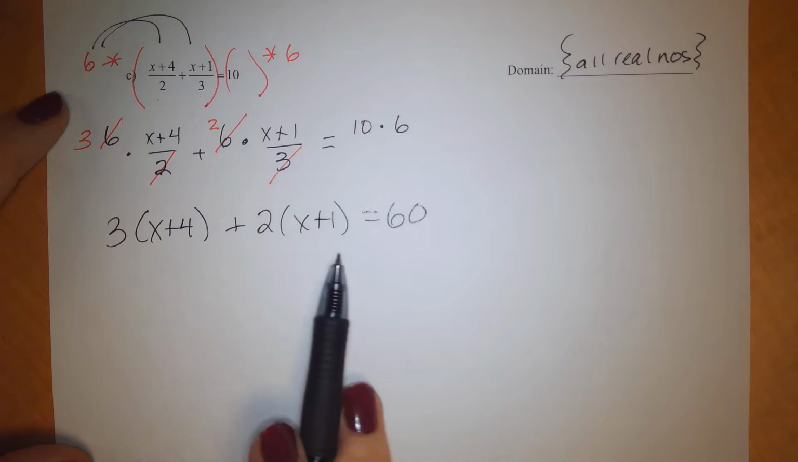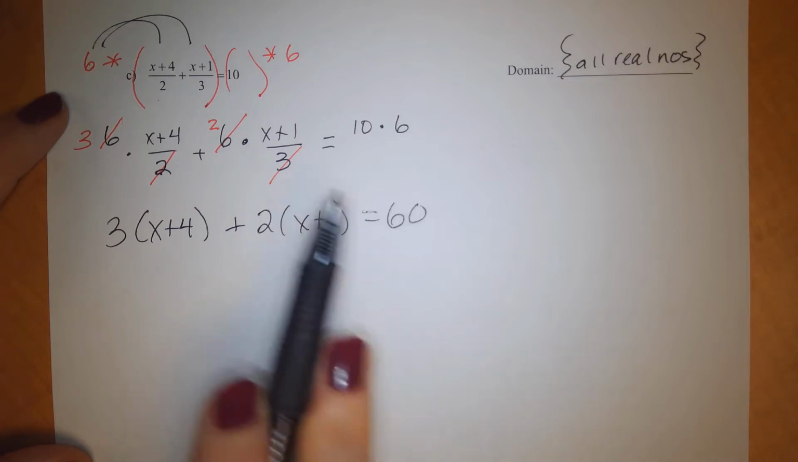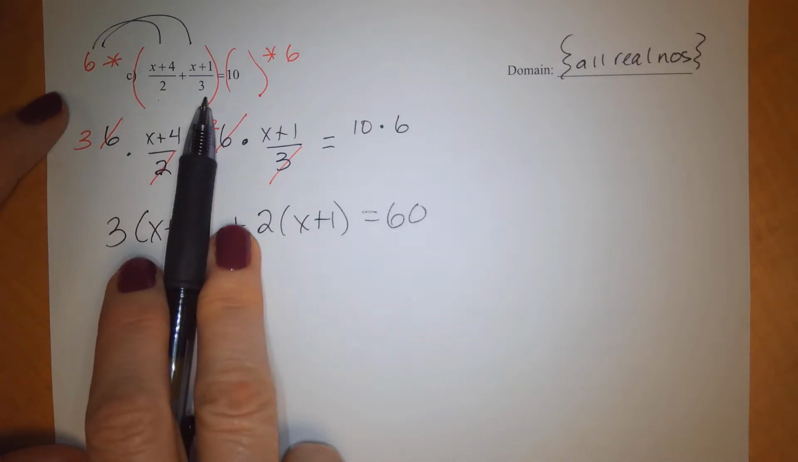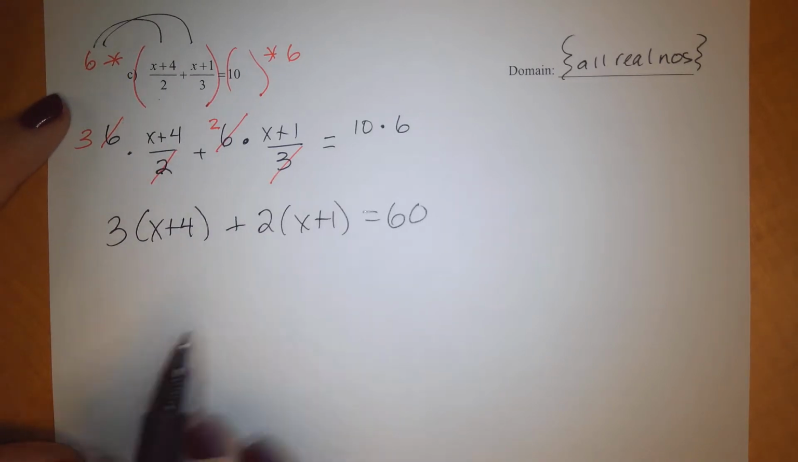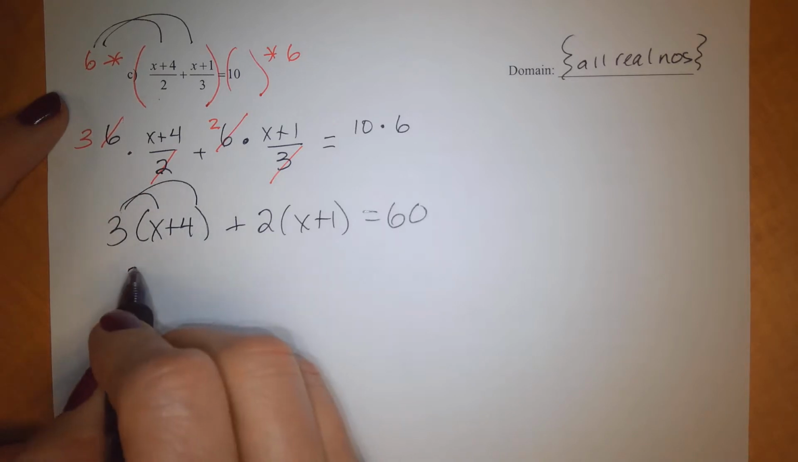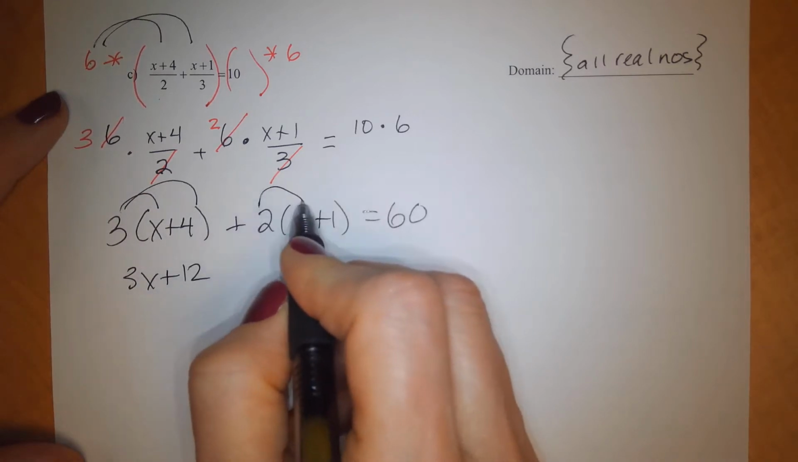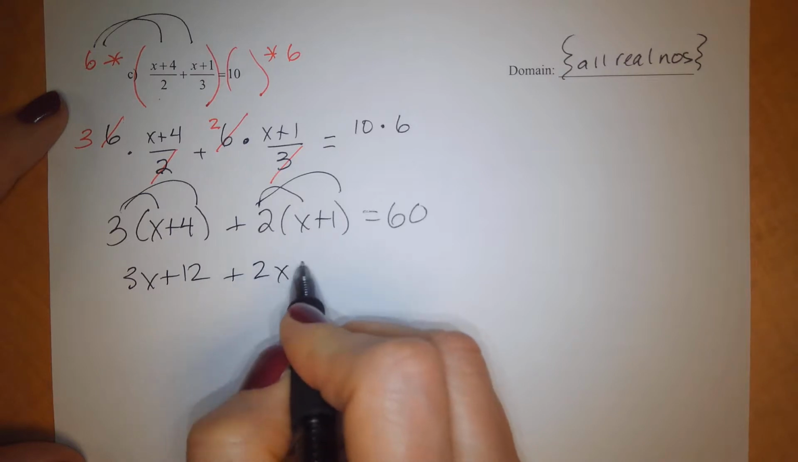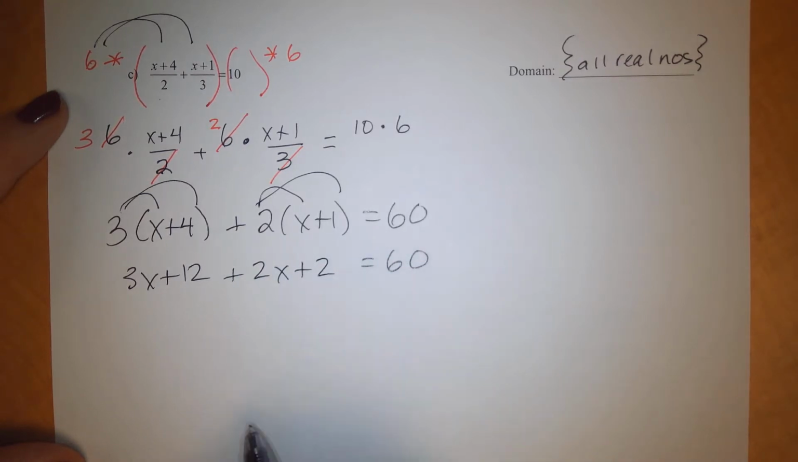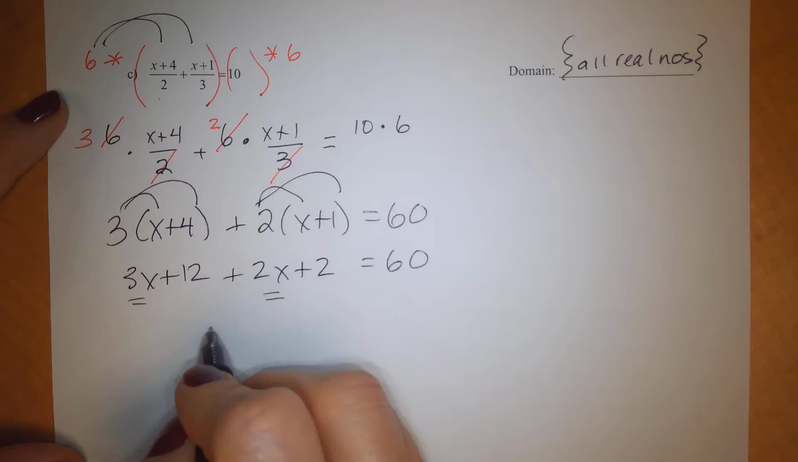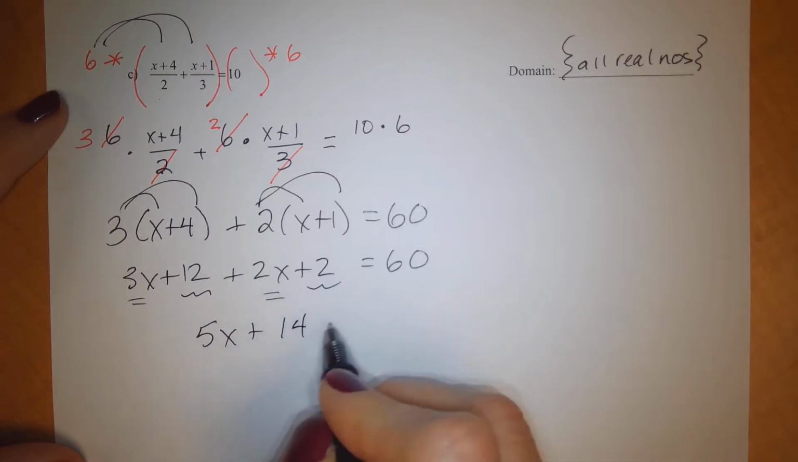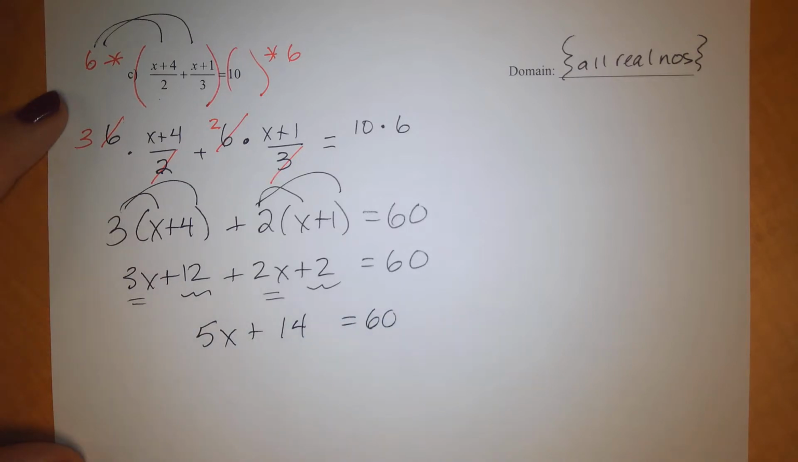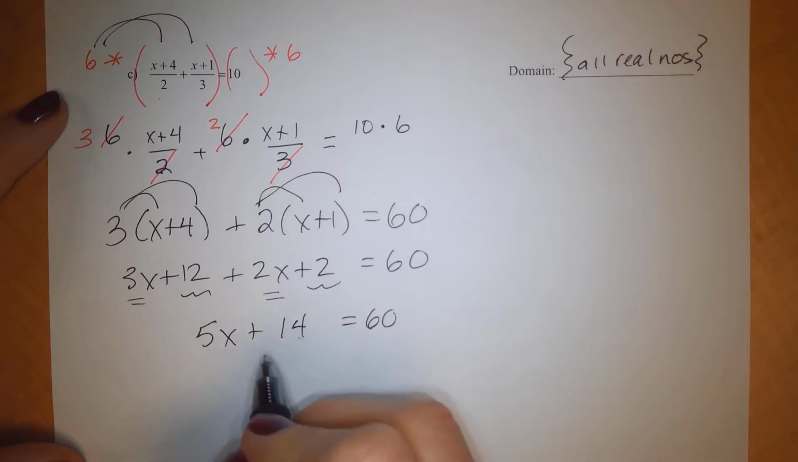So now this becomes a much easier equation to solve for because I don't have those denominators. So then we solve like we did the previous problem. First, distribute. 3x plus 12 plus 2x plus 2 equals 60. Collect like terms. Get x's to one side, and then move these constants to the other.